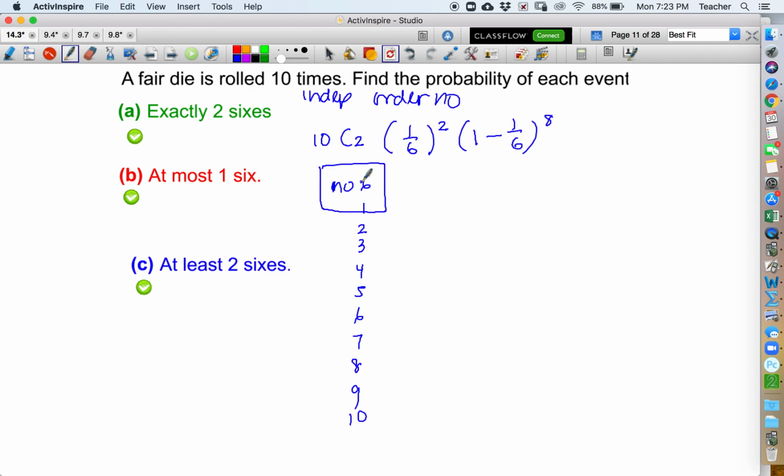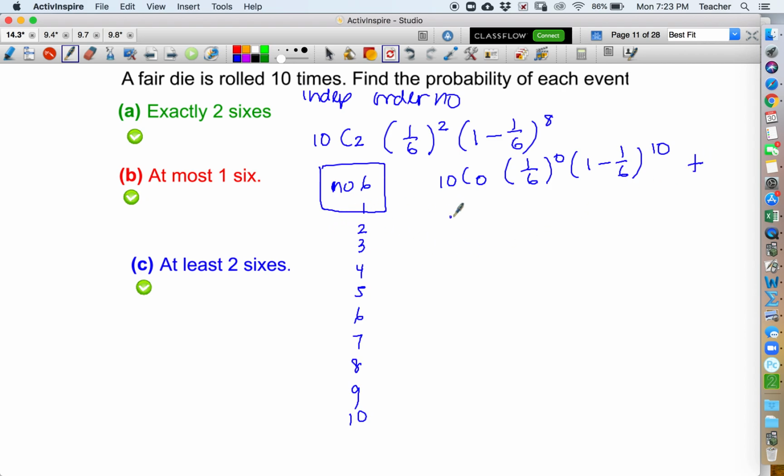So we're going to have no 6 out of the 10 rolls. You want none of them to be a 6. The probability of getting a 6 is 1/6, and that's going to happen 0 times. And 1 minus 1/6 will happen 10 times.